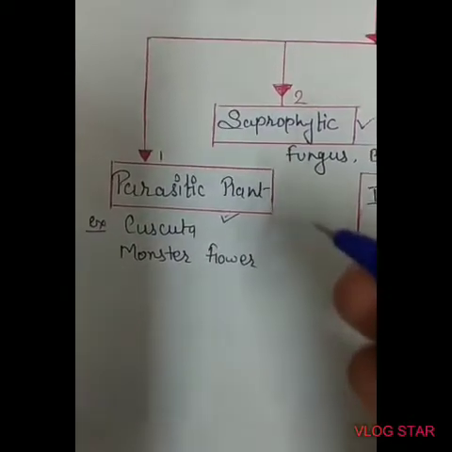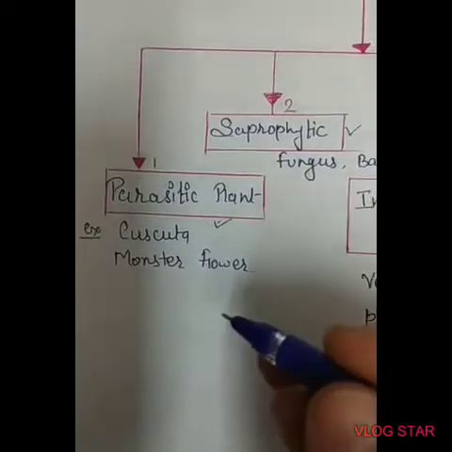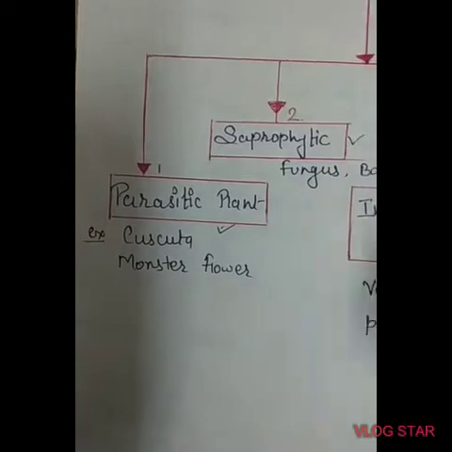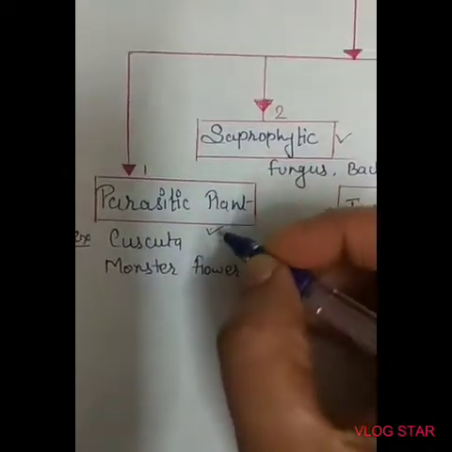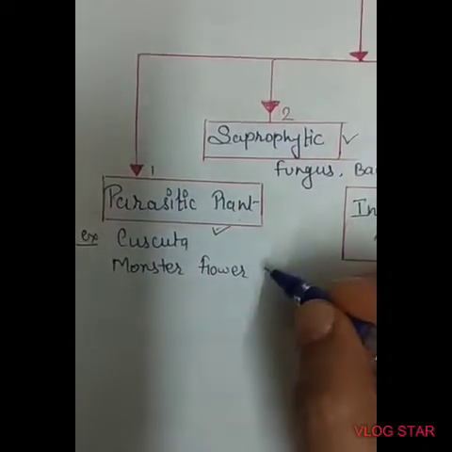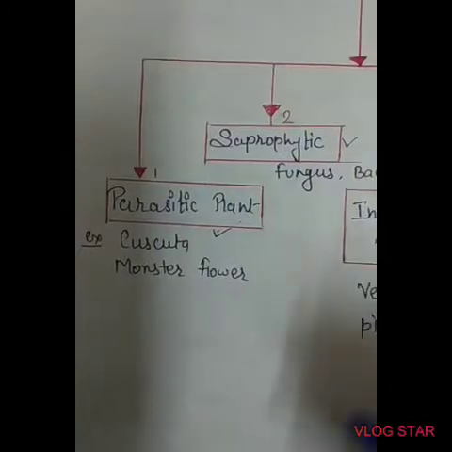Plants which take their nutrition from other plants are called parasitic plants, and the plant on which it depends for food, or which it climbs for food, is called the host. For example, examples of parasitic plants are cuscuta and monster flower. These are 2 examples of parasitic plants.